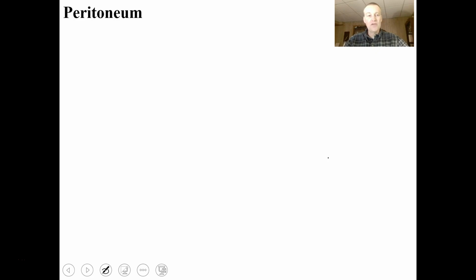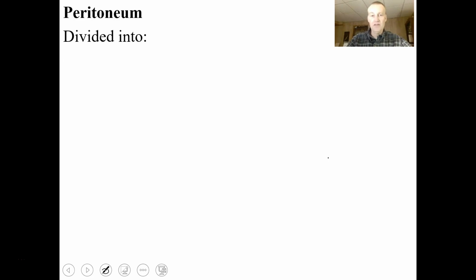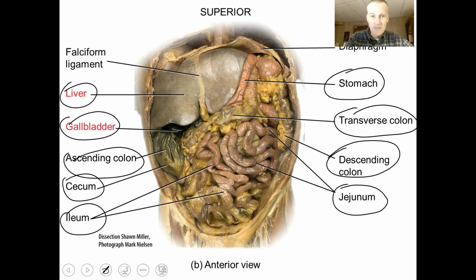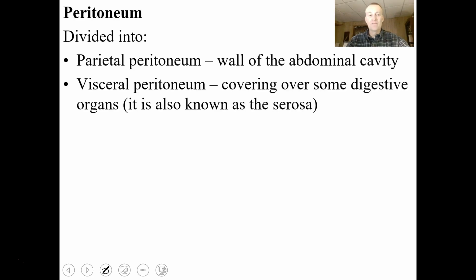So let's talk about those coverings that were taken away in that previous diagram. And these coverings are called the peritoneum, and it's divided into various portions. So the parietal peritoneum is the wall of the abdominal cavity. I'm not sure you can see it in this picture right here, but this wall over here is going to be made of the parietal peritoneum. And this is just a membrane making up the cavity called the peritoneal cavity.